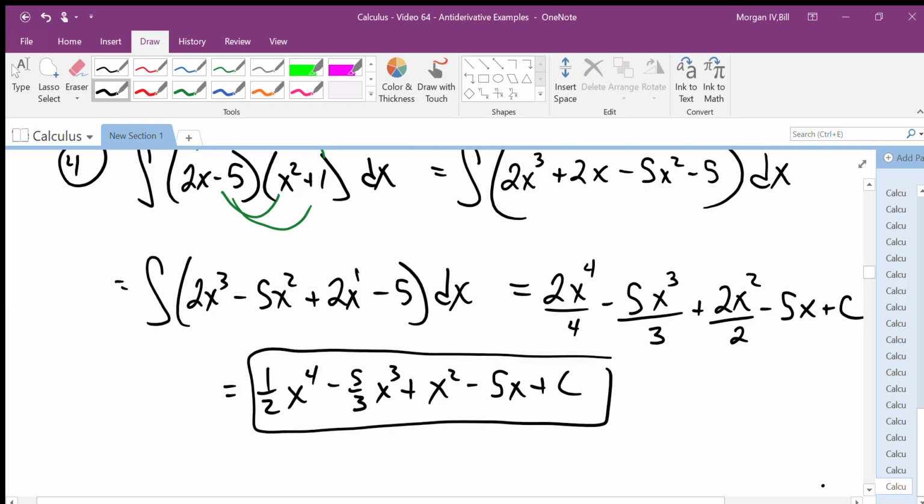You'll notice that when we have a polynomial, like we have here, 2x cubed minus 5x squared plus 2x minus 5, when we do the antiderivative, the degree of the polynomial will go up by 1. And so instead of having a degree 3 polynomial, we now have as an answer here for the antiderivative a degree 4 polynomial.